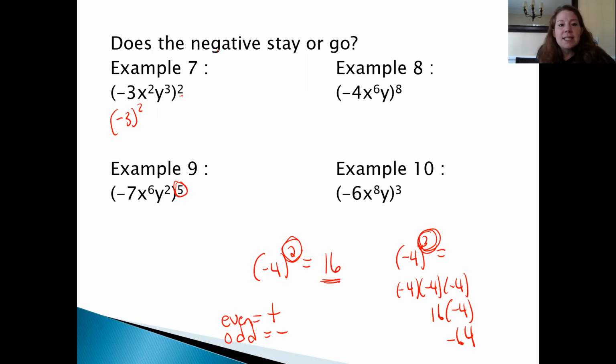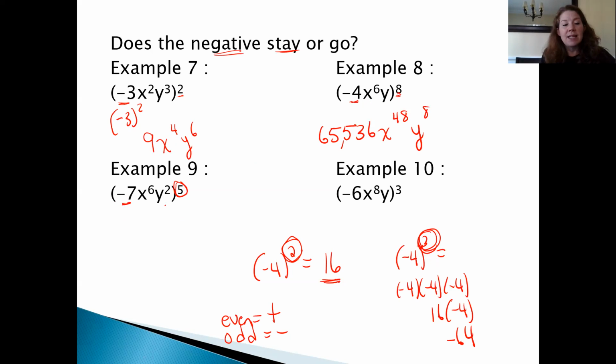All right, so the question is, do the negatives go or stay? So since this negative is being raised to an even, we're going to end up having a positive 9 as our leading coefficient. And then we would have x to the 4th, y to the 6th. All right, a negative raised to an even is going to be positive. So negative 4 in parentheses raised to the 8th is a great big number, 65,536. And that's positive because this is an even number, times x to the 48th, y to the 8th.